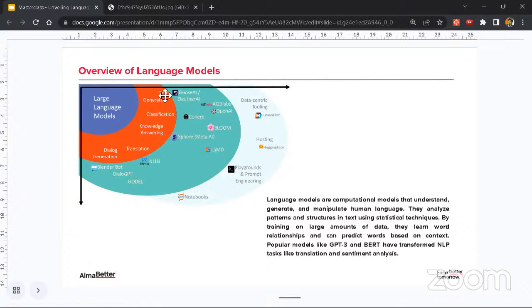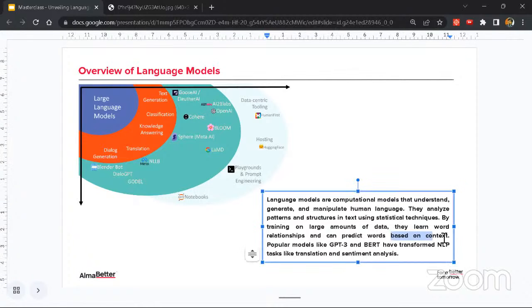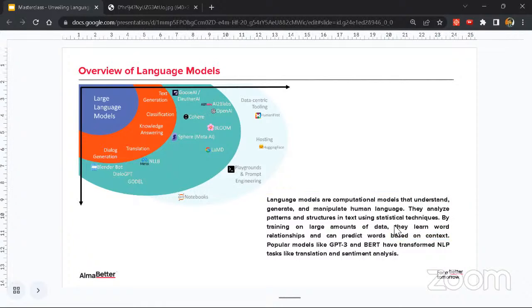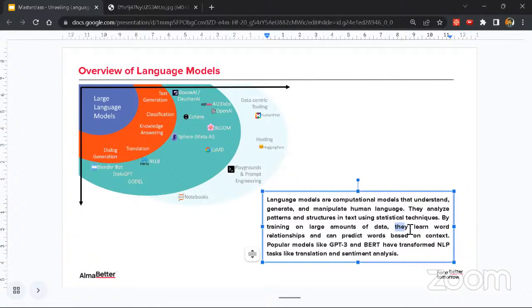Text generation is the idea behind ChatGPT-like use cases, where we can enter something and the machine generates text for us, or even dialogue generation, conversational bots and the like. If we talk about any of these use cases or computational models, the fundamental thing here is context. Very, very important. They learn word relationships and can predict words on the basis of context. This is an extremely important thing.